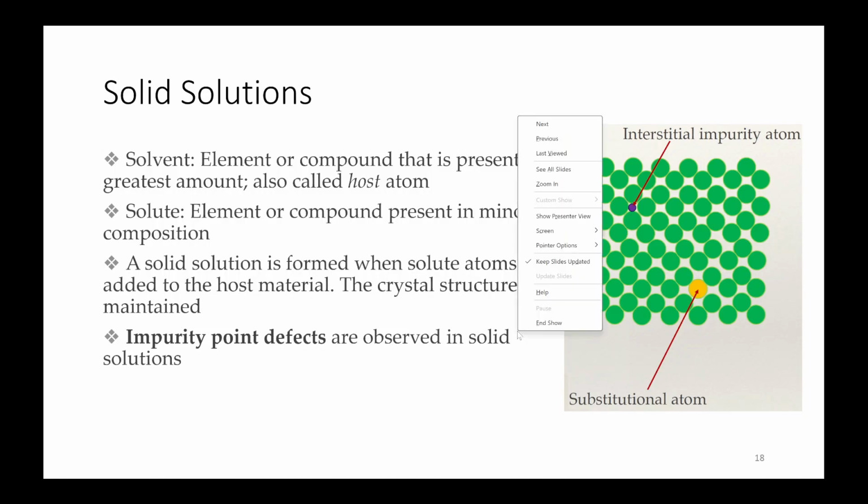Now there are two types of solid solutions that are possible. If the solute atoms reside in voids, being small atoms, then it will be an interstitial type of solid solution. And if the size of the atom is equivalent to the size of your solvent atoms, then it will form a substitutional solid solution.